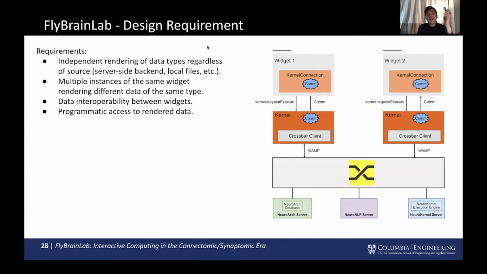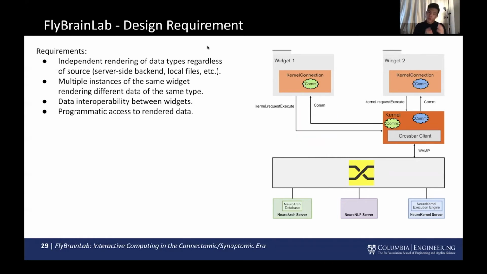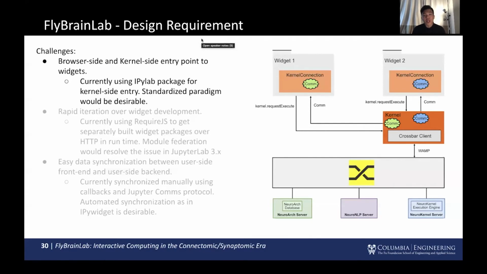Importantly, we designed this architecture really with data interoperability as a top priority. And the user can now do data integration by simply changing the kernel associated with one widget to another. And using multi-threading on the Python kernel, we can support uninterrupted parallel backend query using the same kernel. In creating this package, we realized that there were a couple of challenges that we have to overcome.